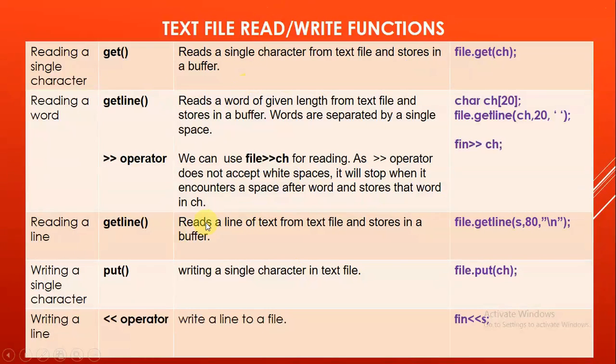We have already discussed the functions to read from a text file. Now to write a single character into the text file, I can use the function put. This function is used to write a single character in a text file, and I can use the command like this: file.put(ch). If ch has some value stored in it earlier, and file is the name of the file in which I want to write, I can give this command file.put(ch). This command will write one single character into the file.